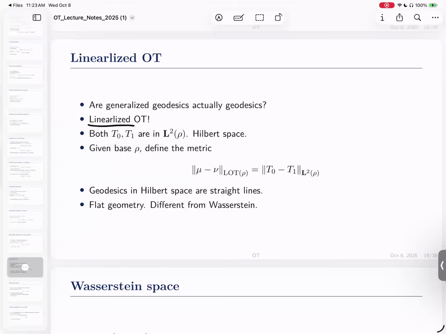So what is linearized optimal transport? What you do is fix this base probability measure rho, with respect to which everything is being computed, and you look at any of these Brenier maps, T0 and T1, that push forward my rho to mu and nu. Then they are in L2 of rho.